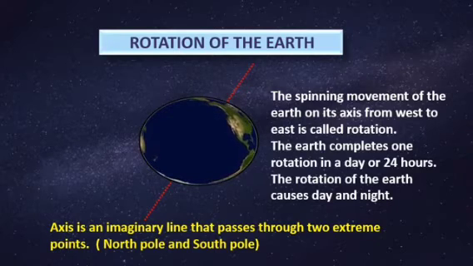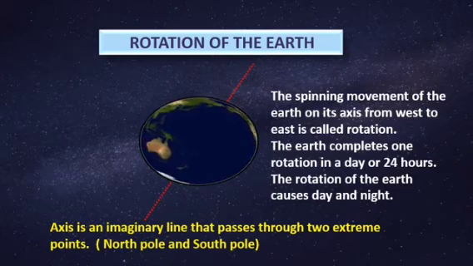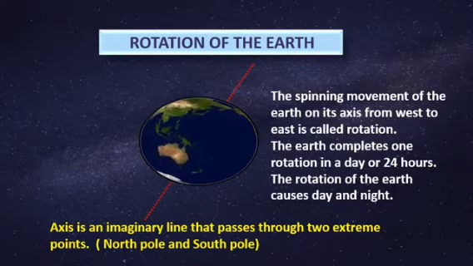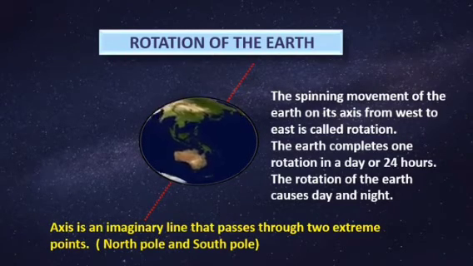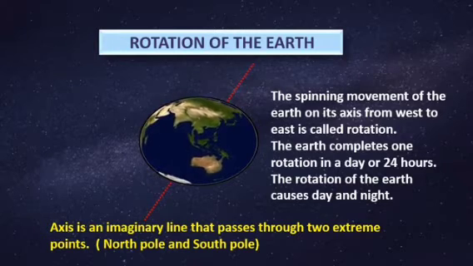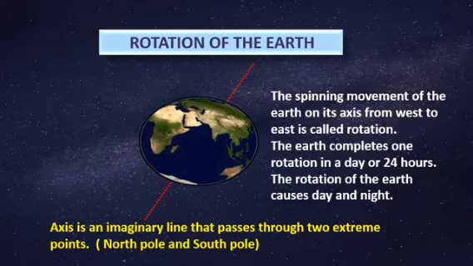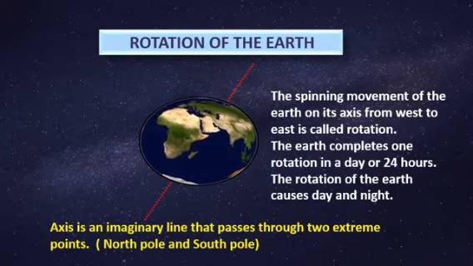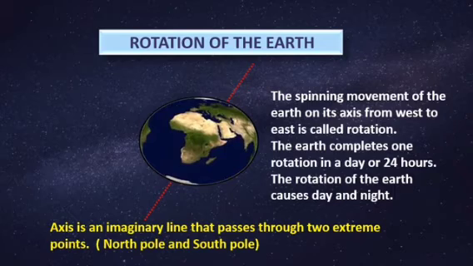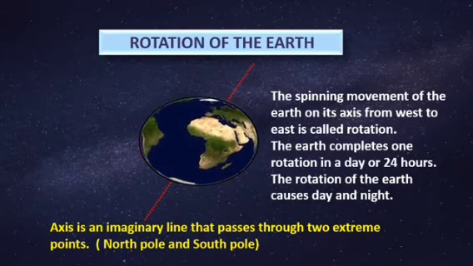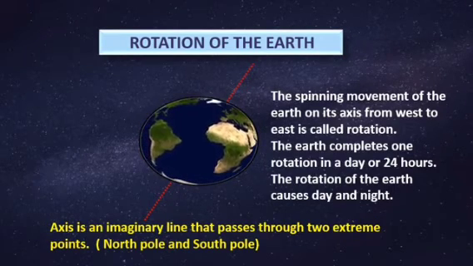I'll repeat. You can also repeat along with me. The spinning movement of the Earth on its axis from west to east is called rotation. What is axis? Axis is an imaginary line that passes through the extreme points, that is, the North Pole and the South Pole.